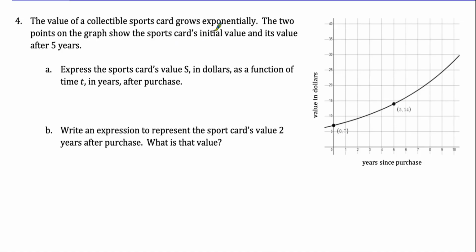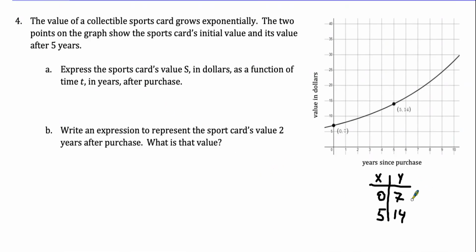On number 4, the value of a sports card grows exponentially, and we've got 2 points that might be kind of tough to see on your paper, but the coordinate points that we know are (0, 7) and (5, 14). So this is a problem where it might make sense to put those values on a table. That's kind of how we've talked about doing a lot of problems like this. So my first goal is to write a function to model this situation.